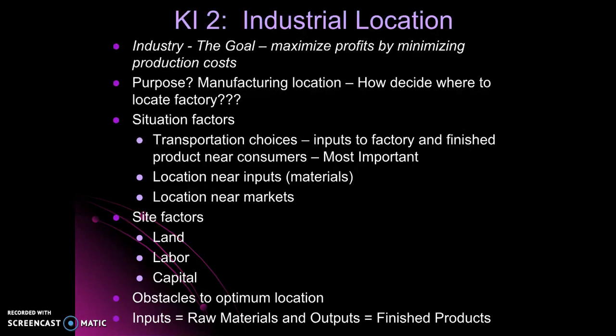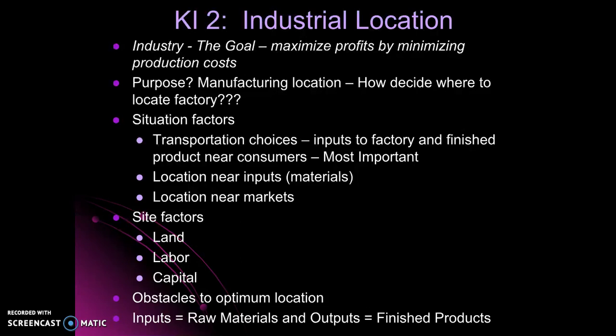How do you increase that profit? Well, you either increase your revenue or you decrease your costs, or you do both. So we want to maximize our profit by minimizing our production costs. And what is the purpose of these 11.2 and 11.3 when we talk about Weber's least cost theory especially? We're talking about how does a manufacturer decide where to locate his or her factory. So the purpose of this is to explain overall, what are we looking at? How do they decide where to locate the factory? And we're going to talk about situation costs here in 11.2. The next video, we're going to talk about 11.3, the site factors.